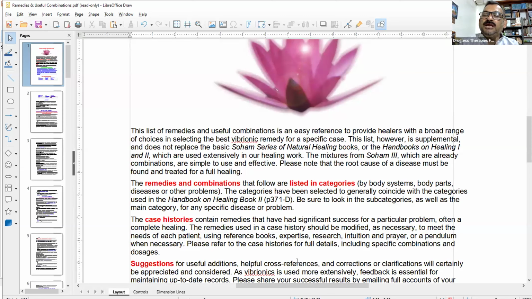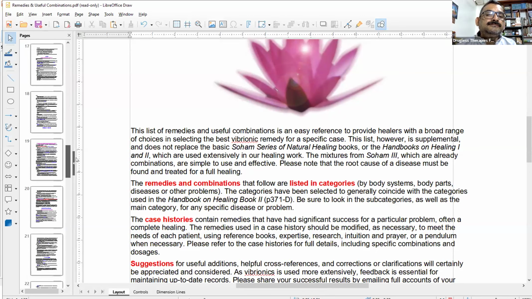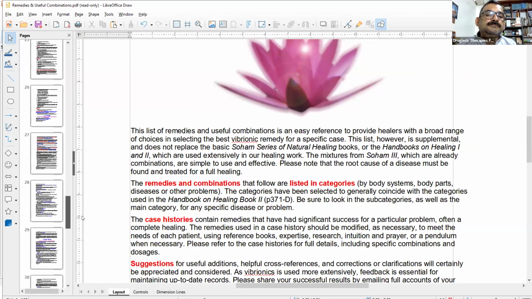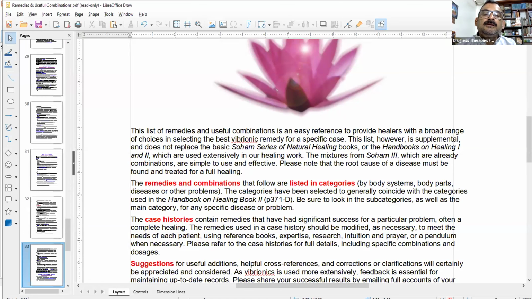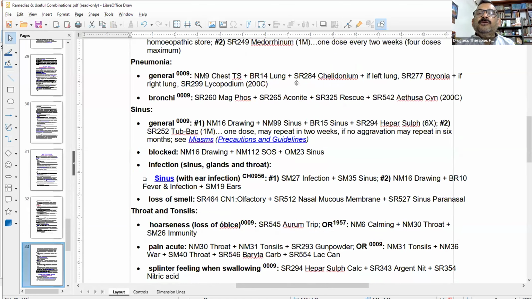I also want to thank Khan Academy for giving me those wonderful videos for the arthritis and muscles and bones. Now we'll go through this page number 33. See, I want to take it here.